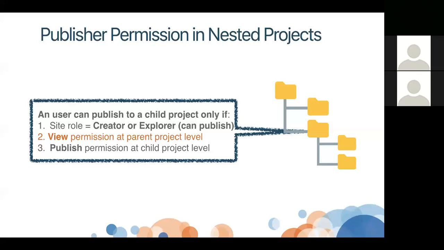The second one is the one I wanted to highlight. That's the one that is very easy to miss, or not easy to understand. In order for you to publish to a child, you have to have a view permission at the parent project level. Again, you have to have a view permission, which I'll show you more. And of course, number 3 is you need to have a publish permission at the child project.